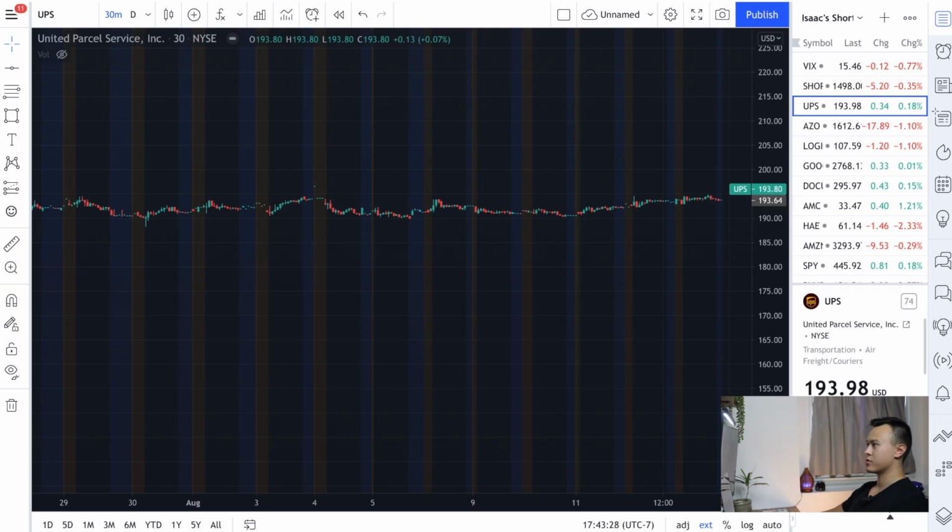All right, so let's hop right into the charts here. I'm going to be pulling up the chart of UPS. By the way, what I'm using today is TradingView, and this is the platform that I use to chart all of my stocks. It's super user-friendly, so go over to tradingview.com to check it out.